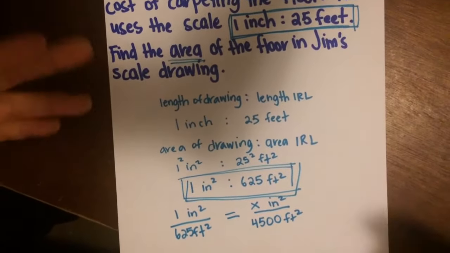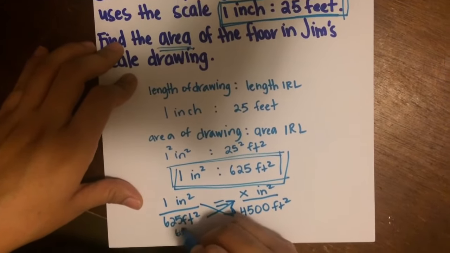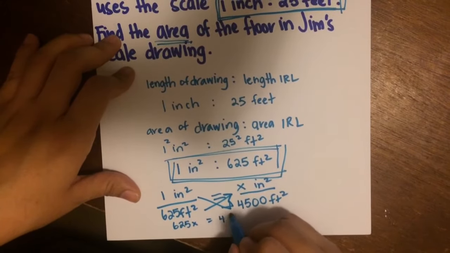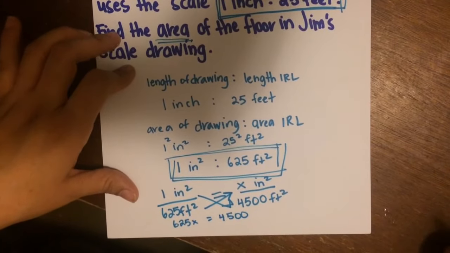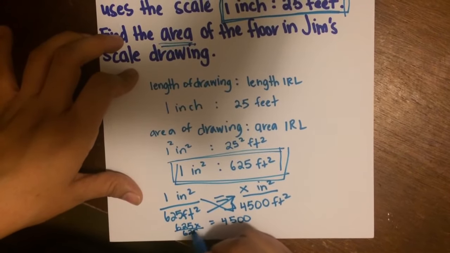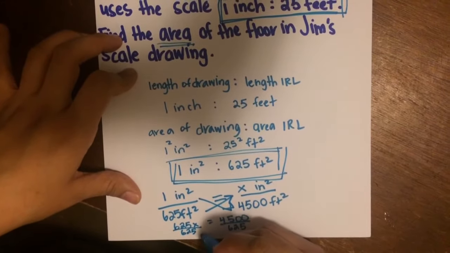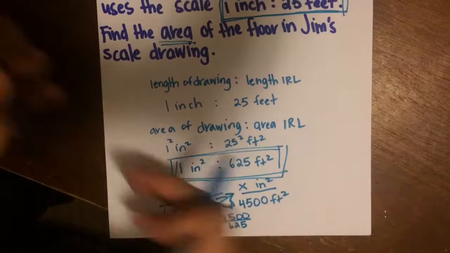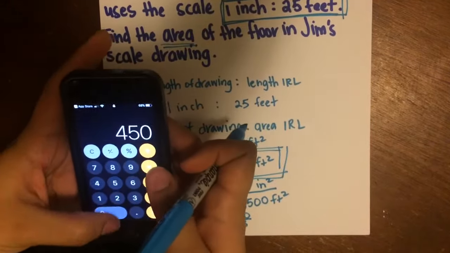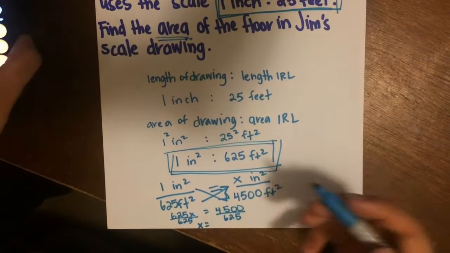From here, again, we're just solving a simple proportion. We're cross multiplying. So we've got 625x equals 4,500. Right? And to get my x all alone, I need to do the opposite of what's being done to it. So I'll need to divide. All right, I've got just x equals 4,500 divided by 625 equals 7.2.